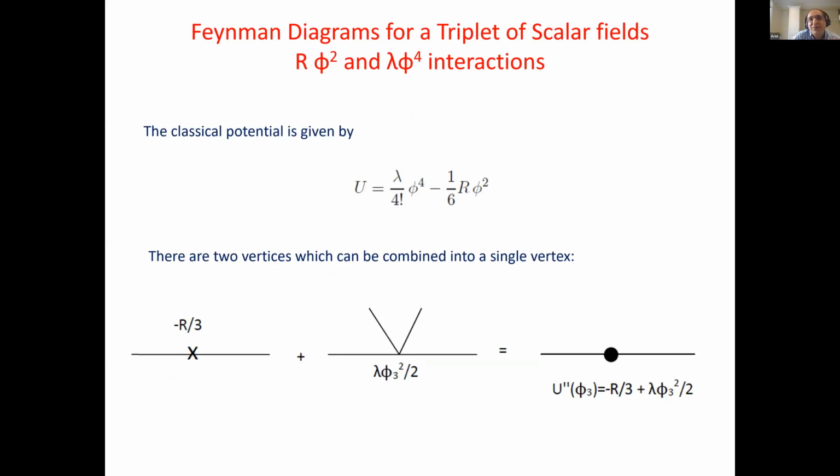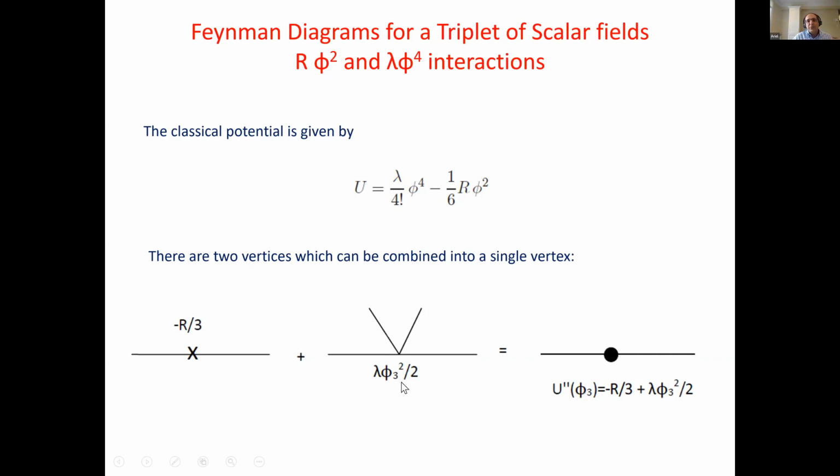Okay, so these are Feynman diagrams for a triplet of scalar fields. Your potential now is lambda phi to the fourth, which I think many of you know, and then this R phi squared term. So there are two vertices which can be combined into a single vertex. This is to get the effective potential, and it's basically the double derivative of U. So you get a vertex minus R over 3, and you get the lambda phi squared over 2 with two things, and you can combine that as one vertex, and that's just the double derivative of the third.